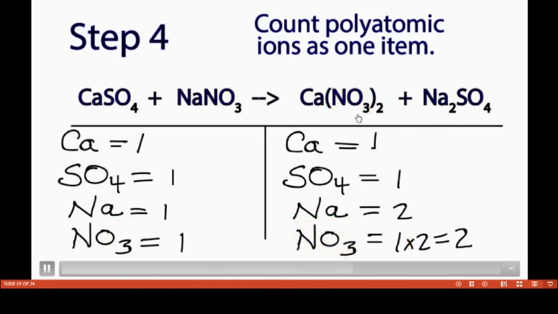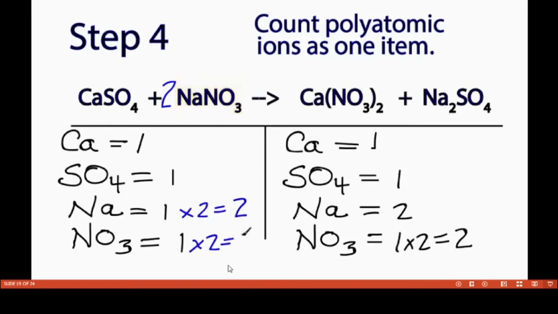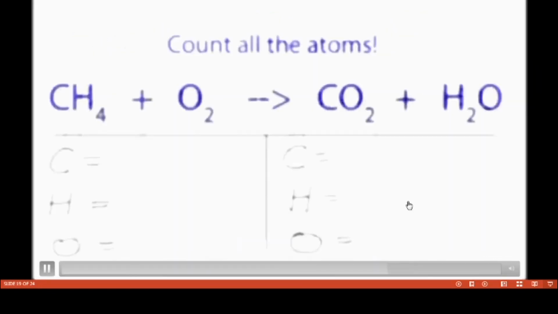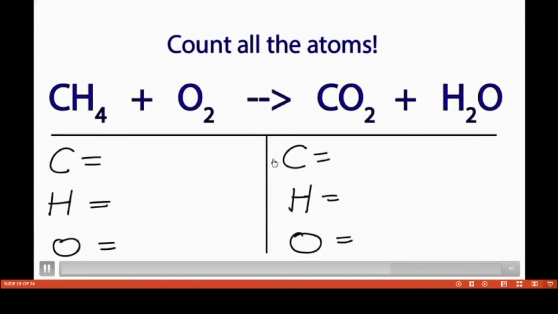Here Na only 1, NO3 1, and on the other side Na2, NO3 2. In the subscript, 1 2s are 2. So you have to balance by adding 2 here. So 2 Na, sodium will be balanced, and NO3 also 2, NO3 also balanced. Count polyatomic ions as 1 atom. See, count all the atoms.